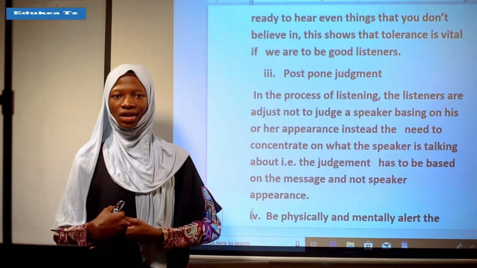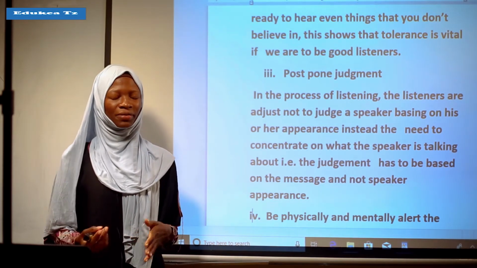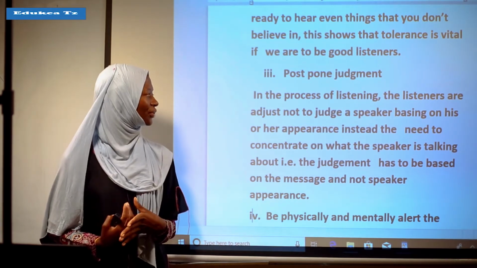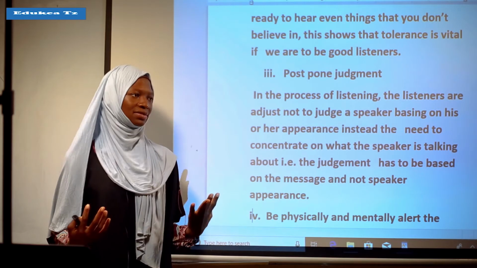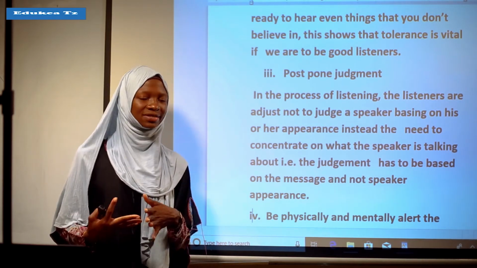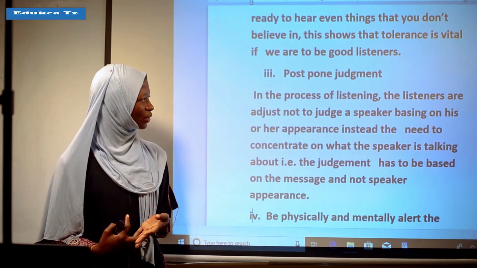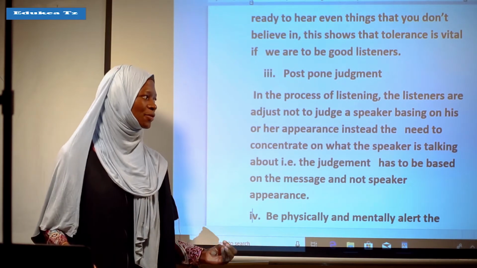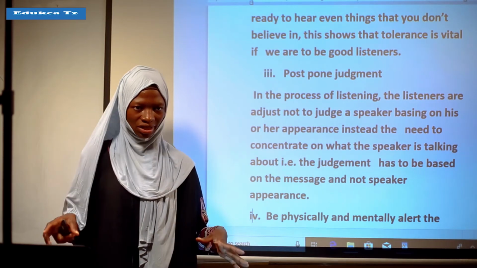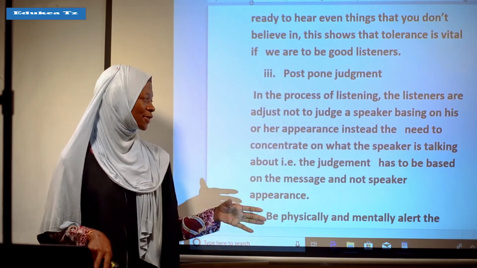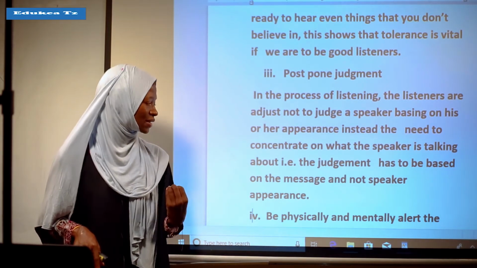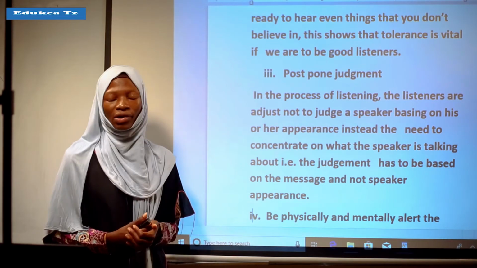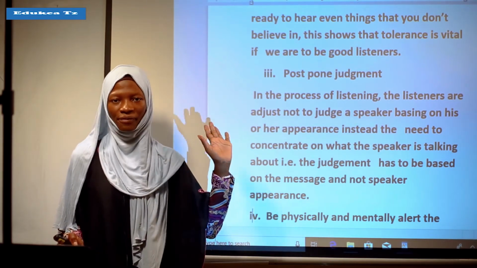Postpone judgment. Don't judge the speaker by looking at him or her, at what she or he is wearing, at his hairstyle, or at his or her dress. That will stop you from getting what he or she is speaking about. Instead, you'll just be judging the appearance of the speaker. So in listening skills, what you need as a listener is his or her message. Ignore his appearance.